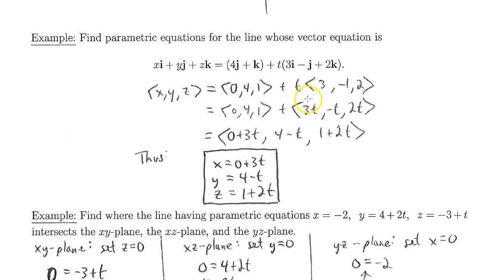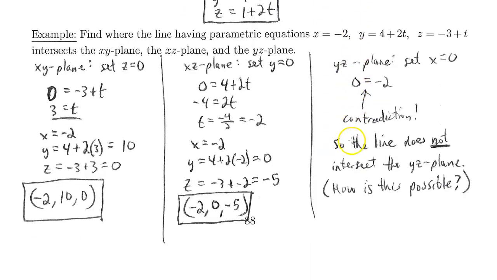Well, notice you can do this scalar multiplication, multiply by the t, and what you do is you multiply each component by t, so you get <3t, -t, 2t>. And then when you add these two vectors, you add them component-wise, so you get 0 plus 3t in the first coordinate, 4 minus t in the second coordinate, and 1 plus 2t here. And notice what you end up with is that x is 0 plus 3t. And by the way, you could just write it as x equals 3t, but it's 0 plus 3t. y equals 4 minus t, and z equals 1 plus 2t.